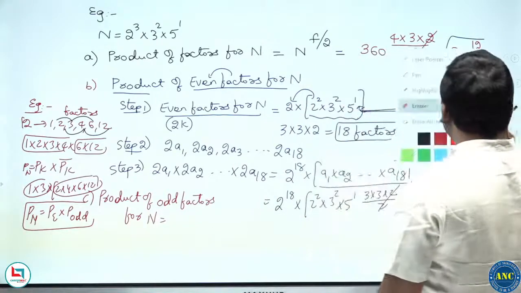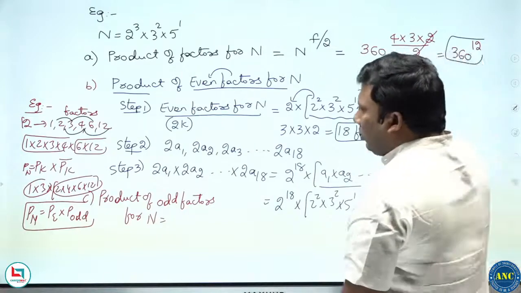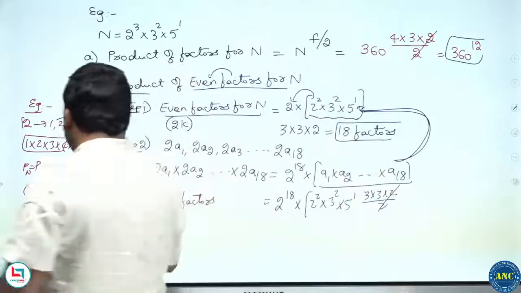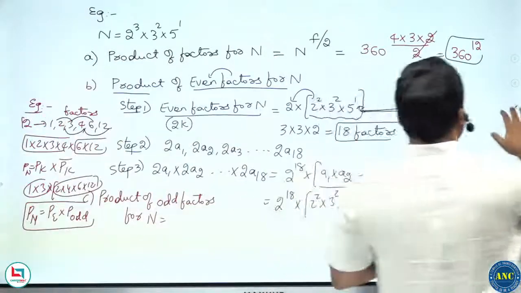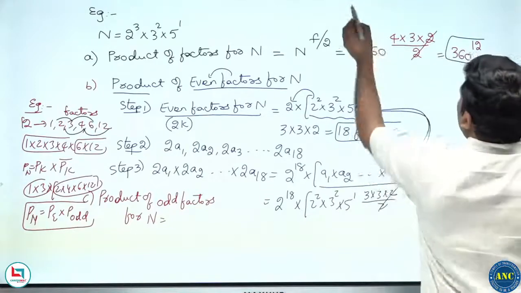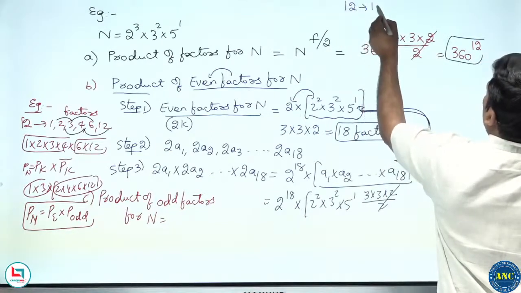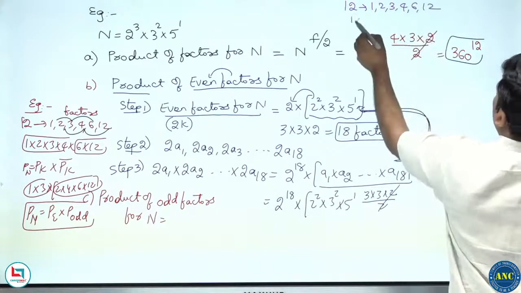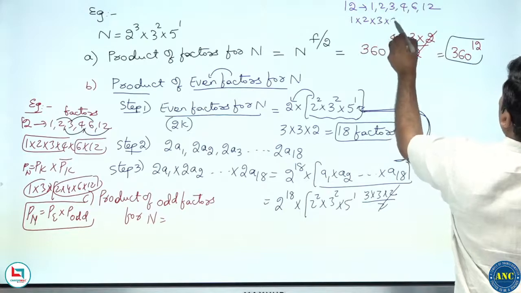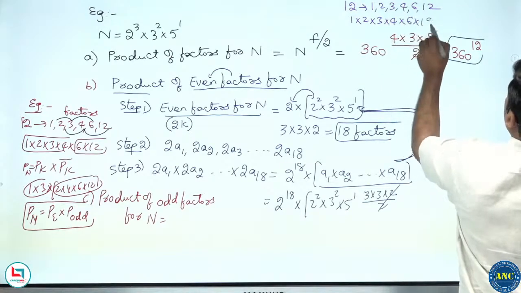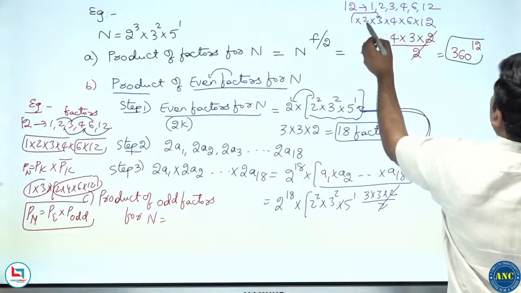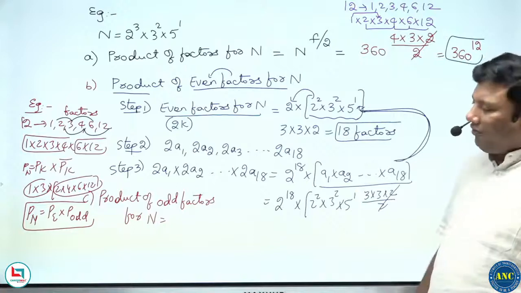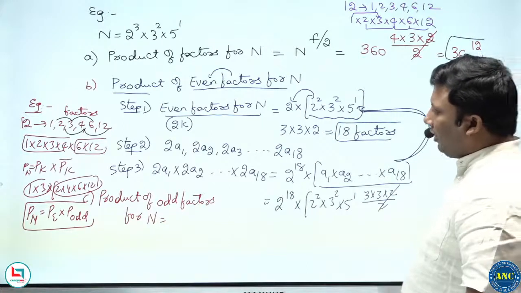Now see here. 12 is written as 1, 2, 3, 4, 6, 12. I will write down at the top here the calculation mistakes. So product of the factors is 1 into 2 into 3 into 4 into 6 into 12. This is product of odd factors and this is product of even factors.